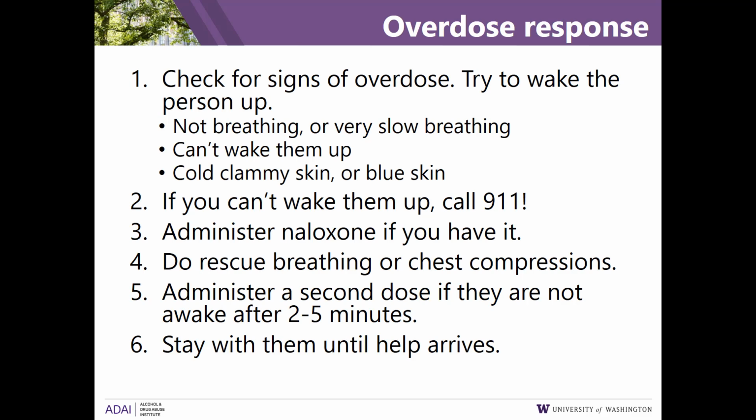So just an overview of what to look for and what to do for an overdose. In an overdose, first check for signs and symptoms. So things to look for are not breathing or very slow breathing. It can sound like a heavy gurgling snore even. So if you hear that and someone's not breathing well, that can be a sign. Also, if you can't wake them up, that's really a strong indicator there's something wrong. Other things to look for are cold, clammy skin or blue skin.